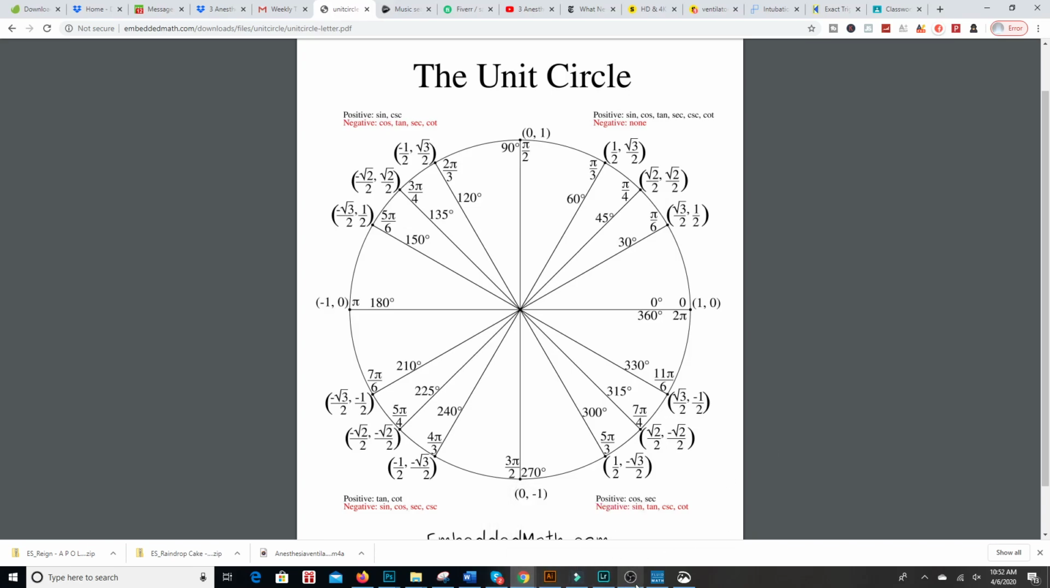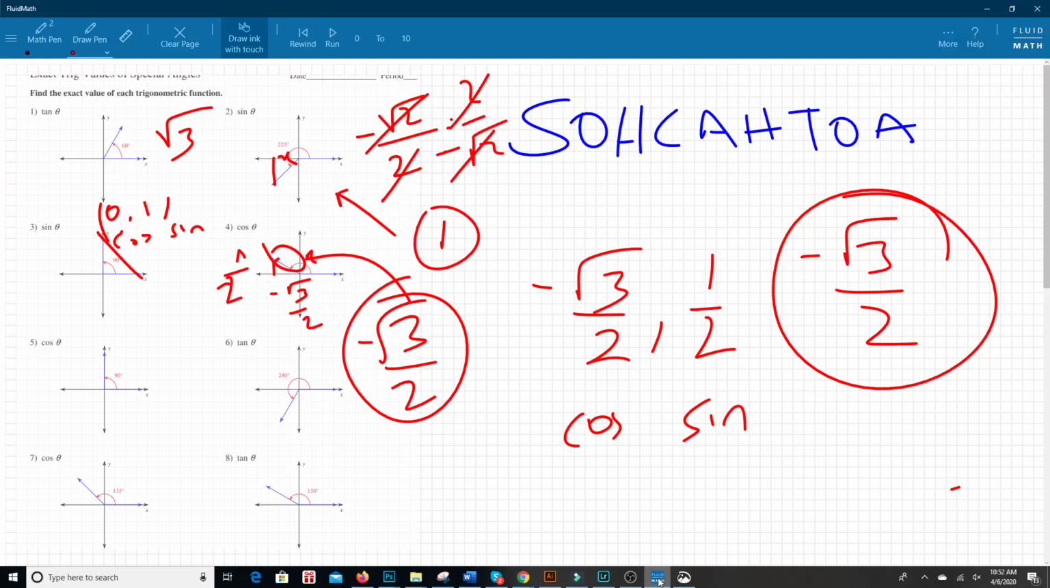Where are we? Fluid math, right? Fluid math.